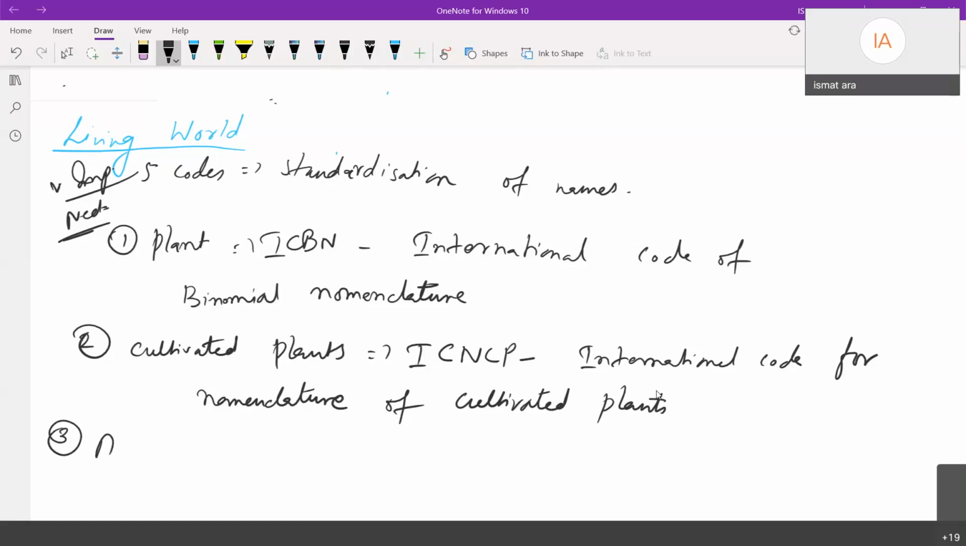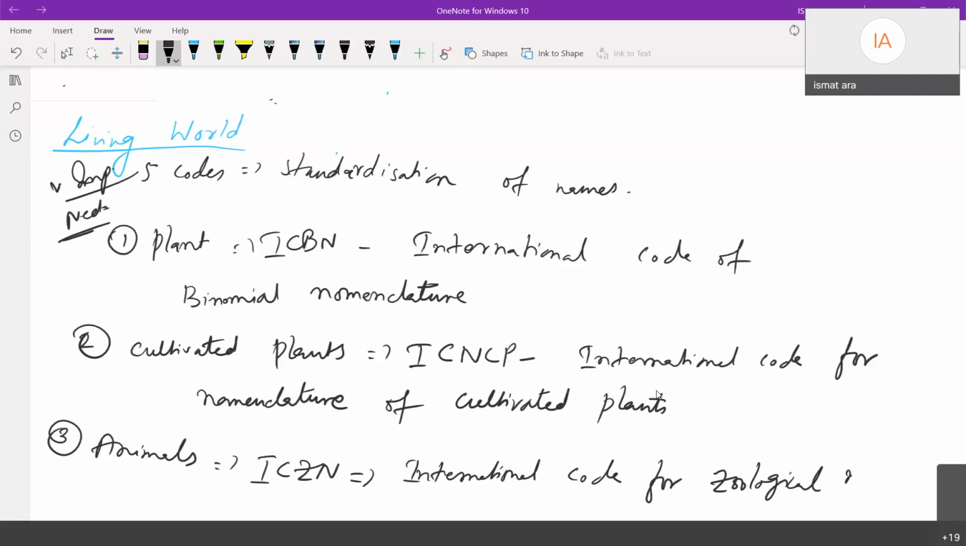Next, for animals, ICZN, International Code for Zoological Nomenclature. Now, all these 3 are for eukaryotes. The rest 2 are for prokaryotes and viruses: one is for prokaryotes and one is for viruses.